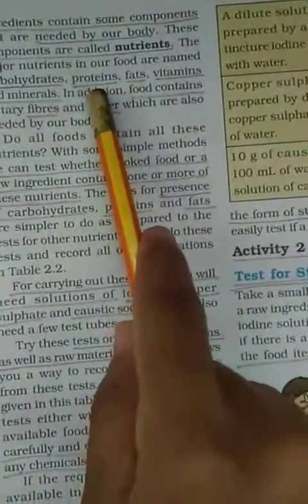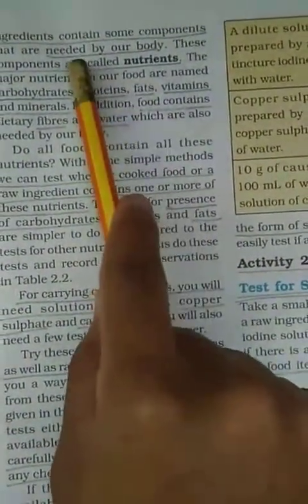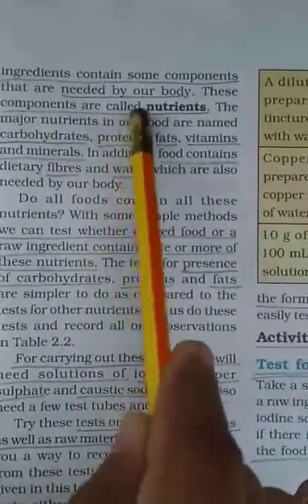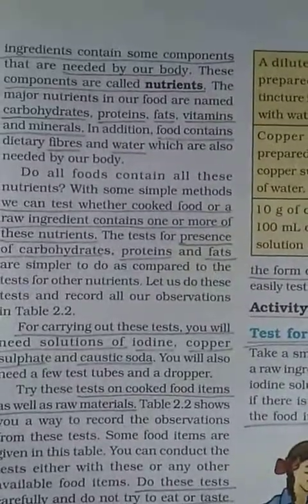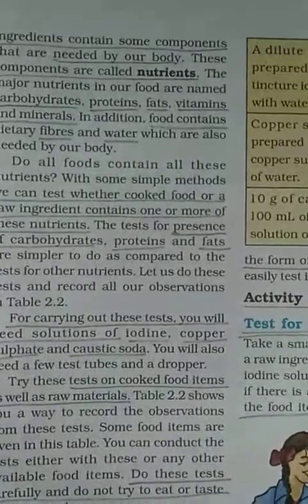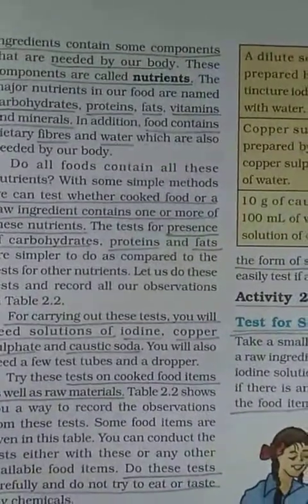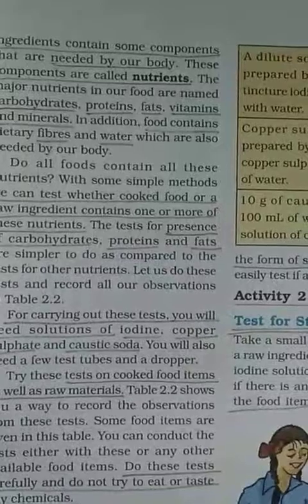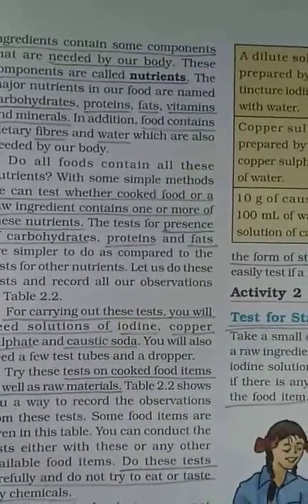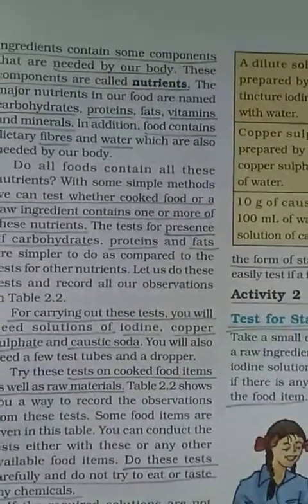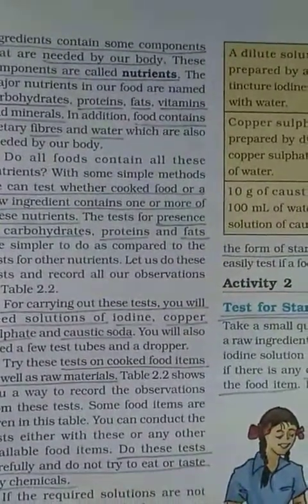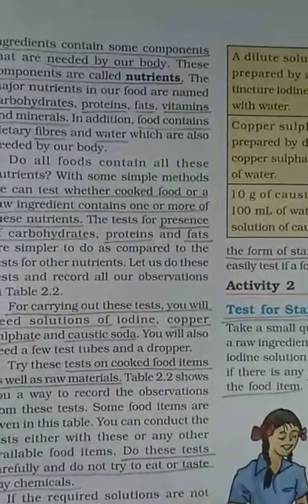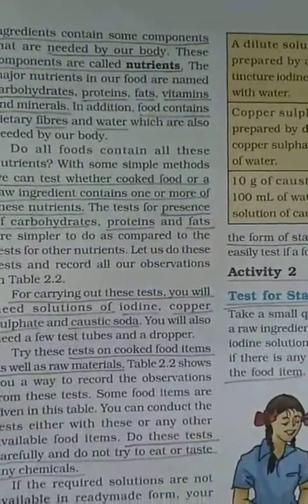These ingredients contain some components that are needed by our body. These components are called nutrients. The major nutrients in our food are named carbohydrates, proteins, fats, vitamins and minerals. So whatever food we are eating, it contains some components needed by our body and those components are called nutrients. So what are the different kinds of nutrients our body needs?